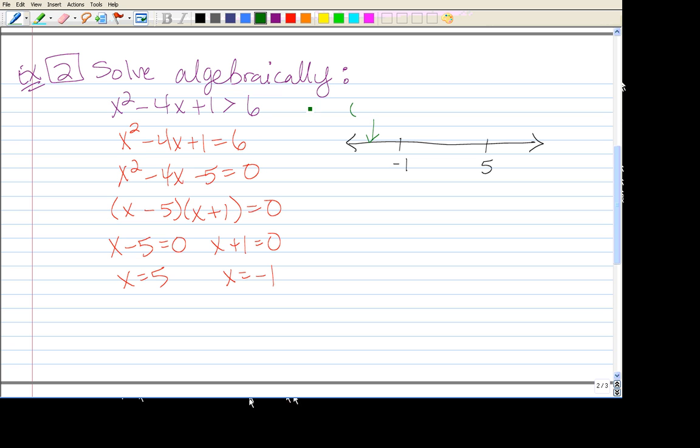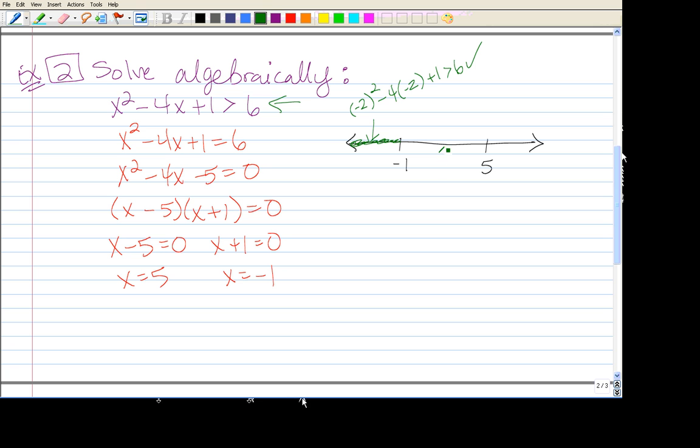So I'm going to plug in -2 into this equation. So I'll have -2 squared minus 4 times -2 plus 1. Is that greater than 6? So we have 4 plus 8 plus 1. Yes, that is greater than 6, so I'm going to shade that part of my graph.